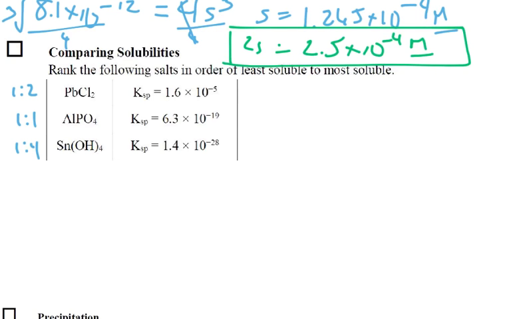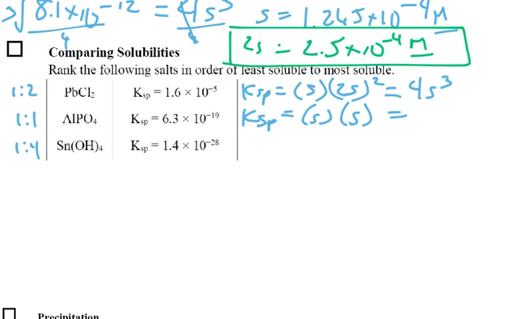From the pattern we've seen, for lead chloride, we're going to have S of lead, and 2S of chloride, but when we put it into the KSP expression, the chloride is squared, so KSP equals 4S cubed. In the same way, the second one is going to be S times S, so KSP equals S squared for a 1 to 1 compound. And our last one is going to be S times 4S, because the hydroxide would be 4S, and it's going to be to the 4th power, and that comes out to be 256 times S to the 5th power.